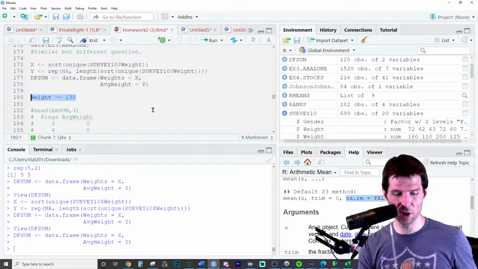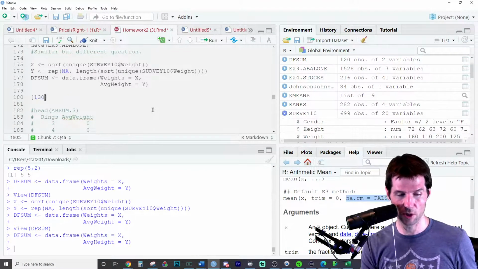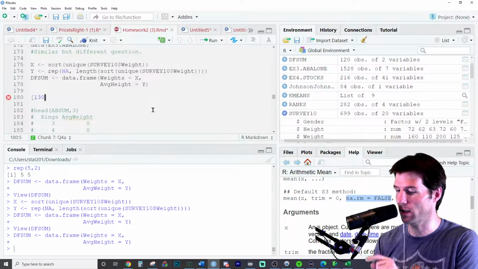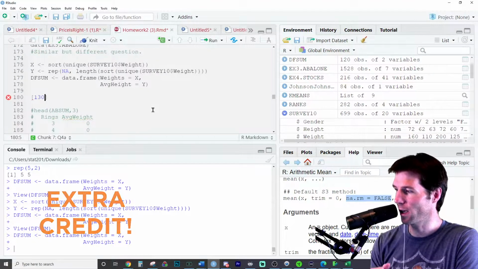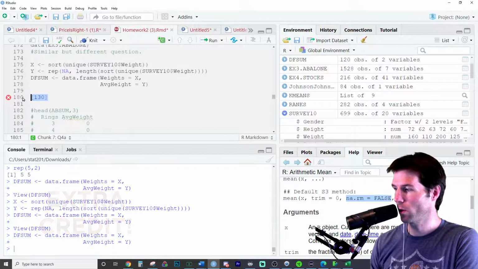Well, that'll go to position 130. This will be the person in position 130. Close. Give one more guess. I'm going to throw the 50 points out there. All right to take guesses. I like that. So we don't want to go to position 130.